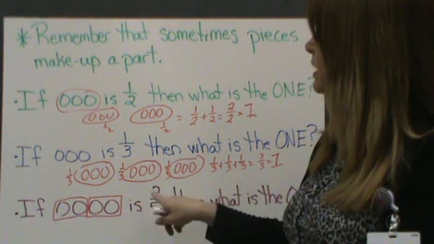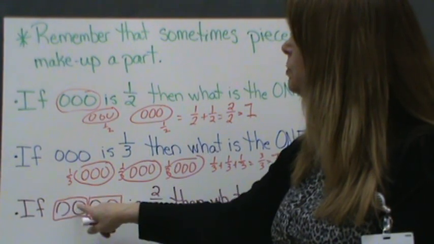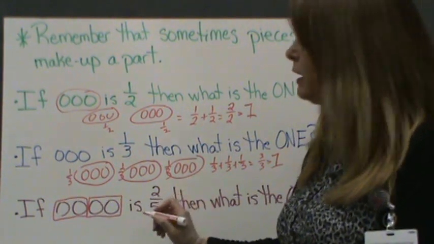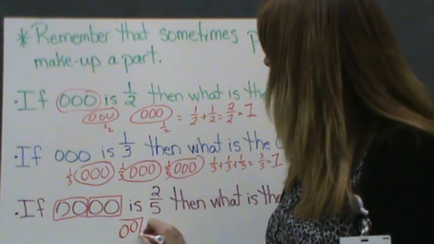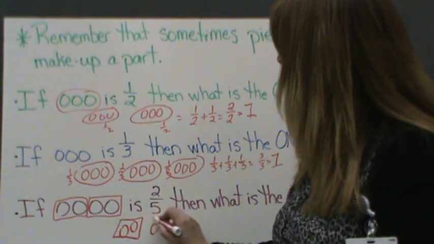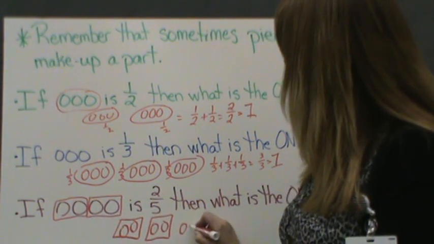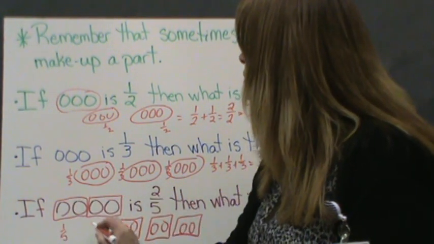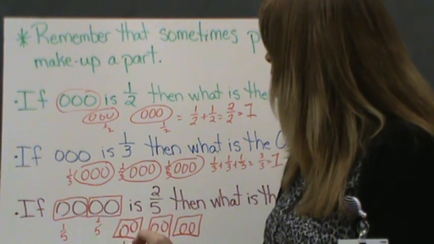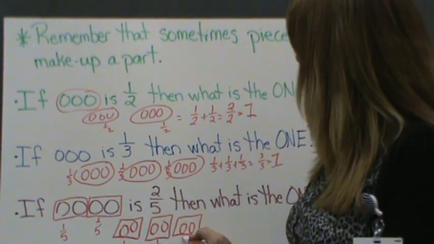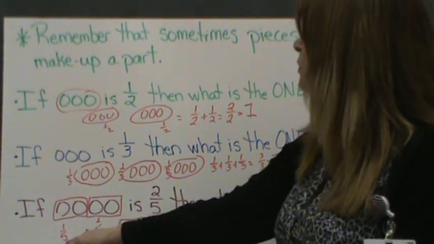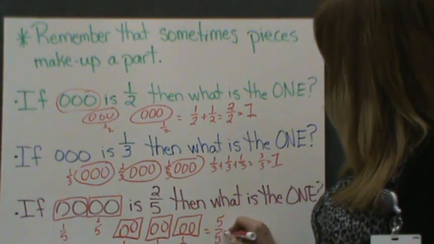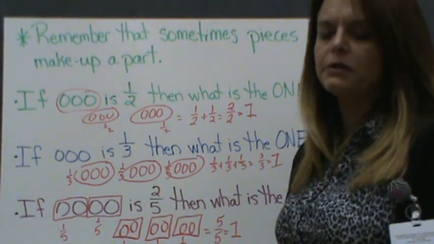So if this is 2/5, how many would be in 1/5? 2 beans would be in 1/5. So if that's 2/5, what do I need? That would be 3, 4, 5. 1/5 here, 1/5, 1/5, 1/5, 1/5 equals 1, 2, 3, 4, 5, and that equals 1 because my numerator and denominator are the same.